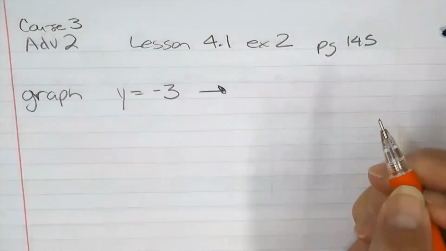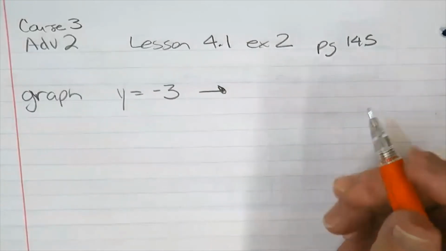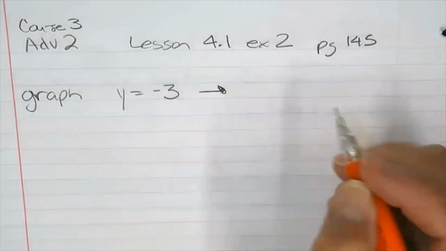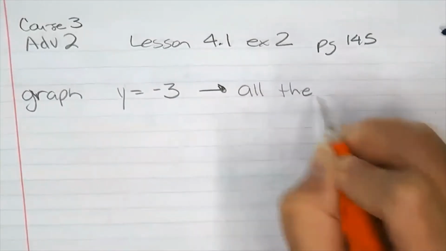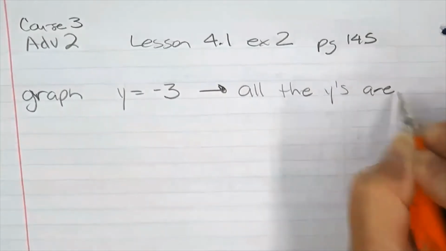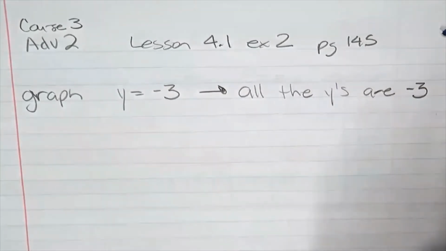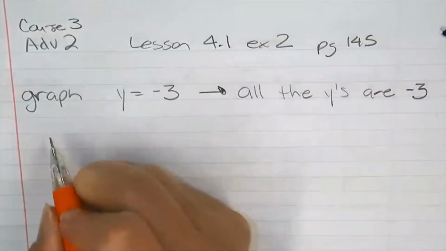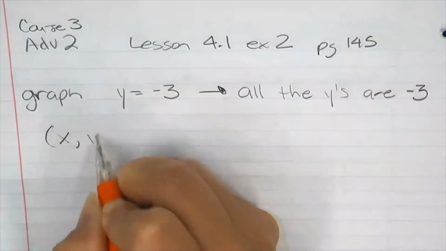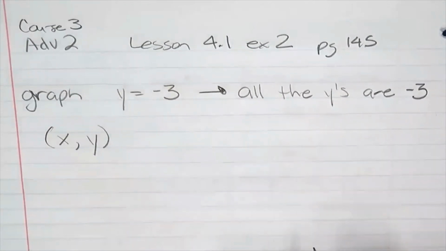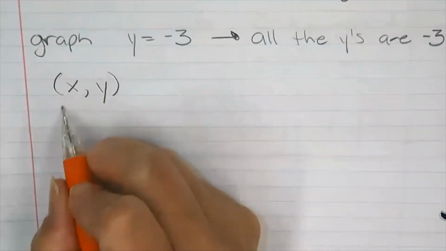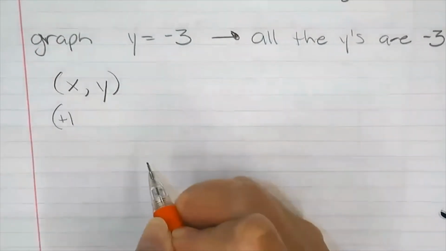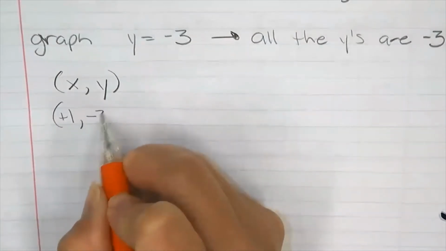What does that mean? Where's my x's? How do I graph y equals -3? All this means is that all the y's are -3. All the y's are -3. So when we have an ordered pair, here's our x. Our x is first, our y is second. So in this ordered pair, if we have a positive, our y is -3.